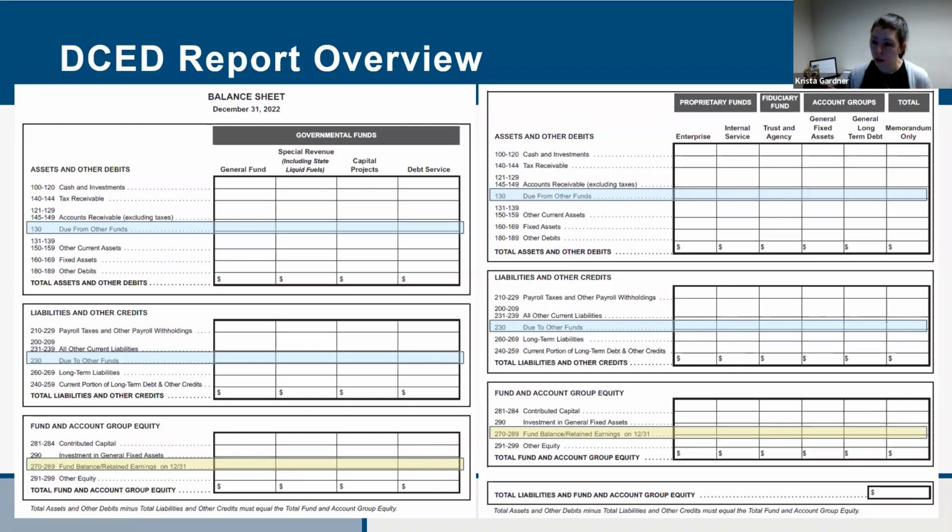Where that gets a little gray is if you are used to seeing the normal set of financial statements where we have all of those different classes of fund balance broken out.